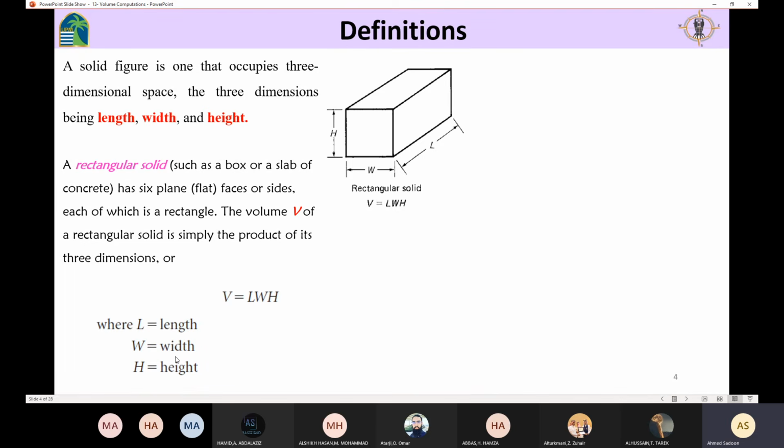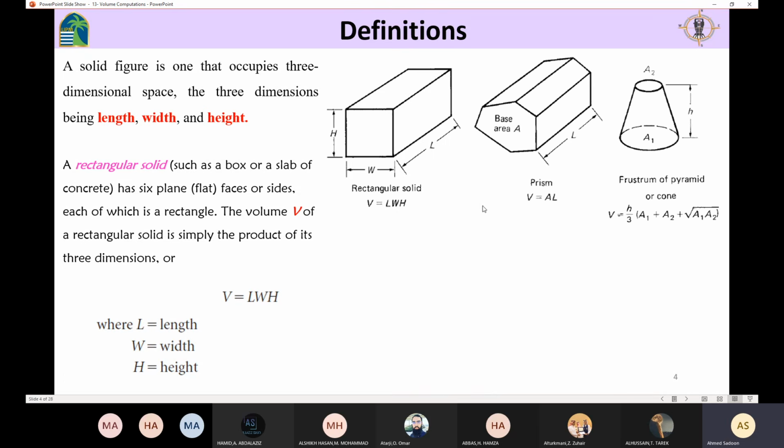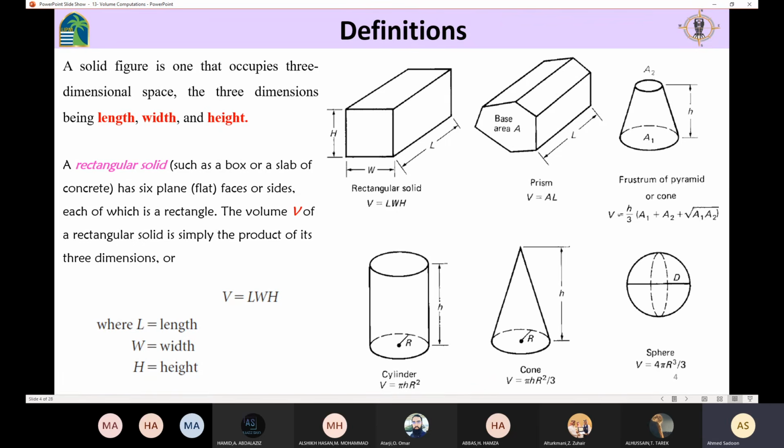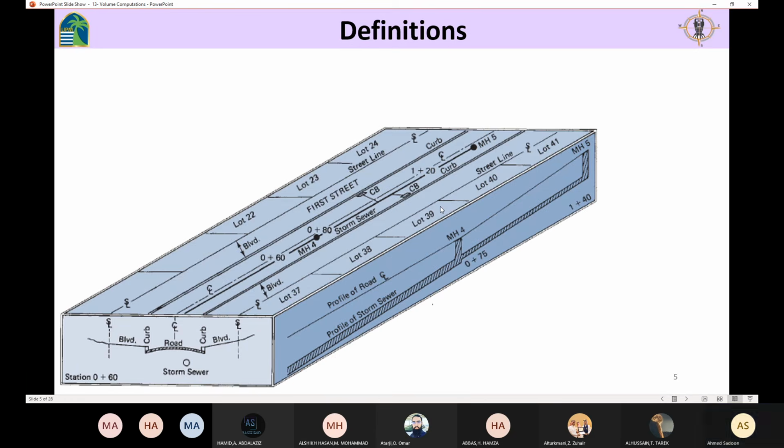Also, if the shape is different, not like that, we have other formulas to determine the volume. If you have a prism, a cone or a part of a cone, a cylinder, a sphere, we have mathematical formulas in order to determine the volume. But we know that in the field, the shape is not going to be exactly like that. So we need to find a convenient method in order to determine the volume.